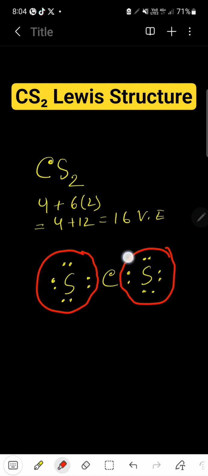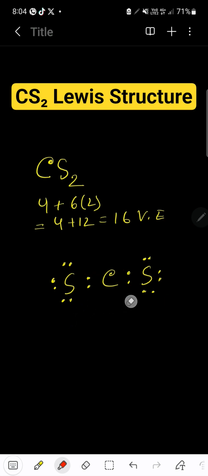But this carbon has 4. Okay, so we need to shift a lone pair as a bond pair. Okay, now look, this sulfur has 8, but this carbon has 6. So we need to shift 2 more.